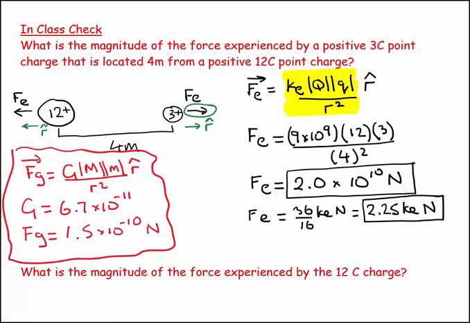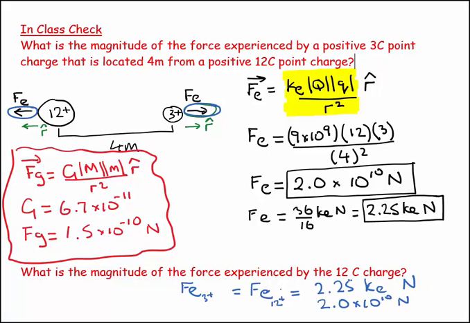So the electrostatic force on this one will be different from that electrostatic force. And Newton's third law still holds: the force of A on B is the same as the force of B on A. So basically, it's going to be the same value. So Fe, let's designate this as the 12, Fe12 is equal to Fe, let's designate this as the 3, which equals 2.25 KE newtons, or if you like, 2.0 times 10 to the 10 newtons. Either one of those is a good answer.